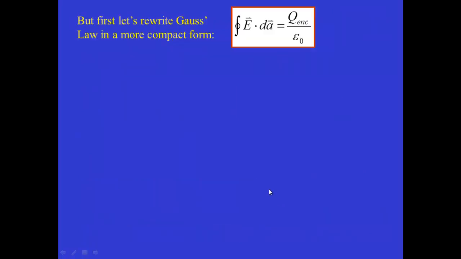But first, let's rewrite this general statement of Gauss's law in a slightly more compact form. This is the integral form, and it is the one that is most useful when you're trying to use it to solve for electric fields for charge distributions. But it's not the most compact way. Let's consider the divergence theorem.